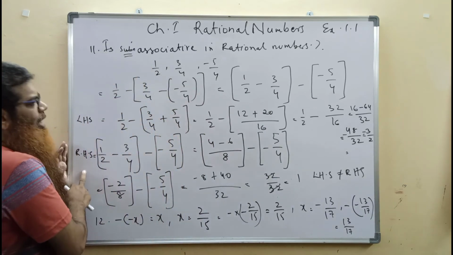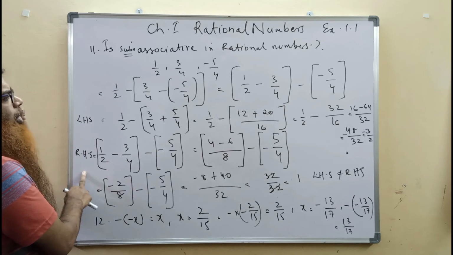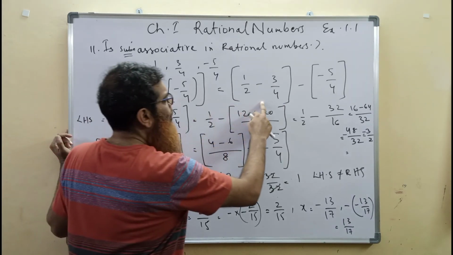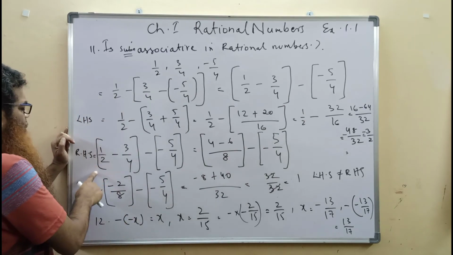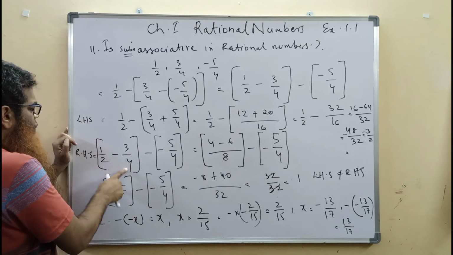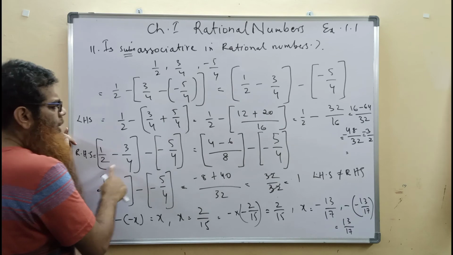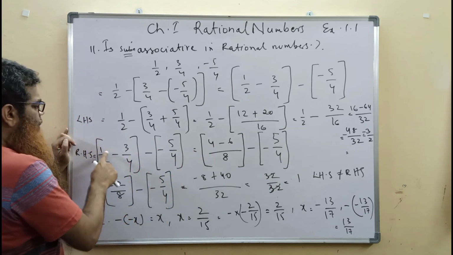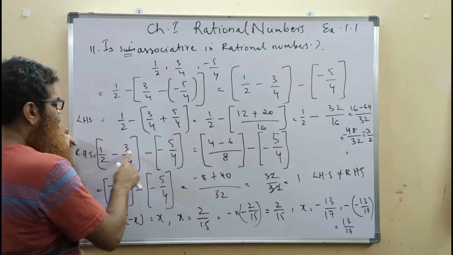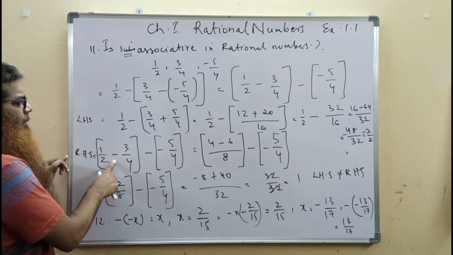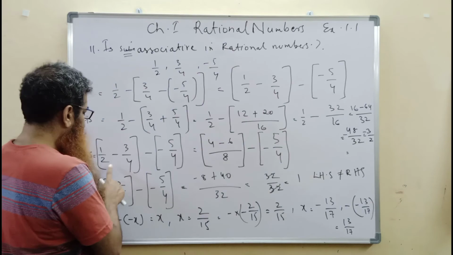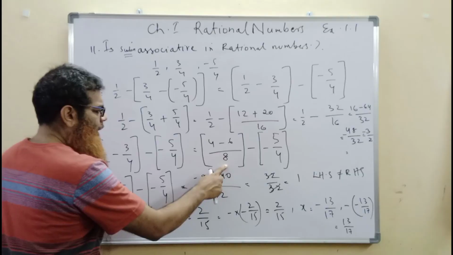Let's check for the right hand side equation. It is 1 by 2 minus 3 by 4 whole minus of minus 5 by 4. So we will do the operation in the brackets first. 4 1s are 4 and 2 3s are 6. 4 minus 6 because we are doing subtraction here. 4 minus 6 divided by 2 into 4 is 8.